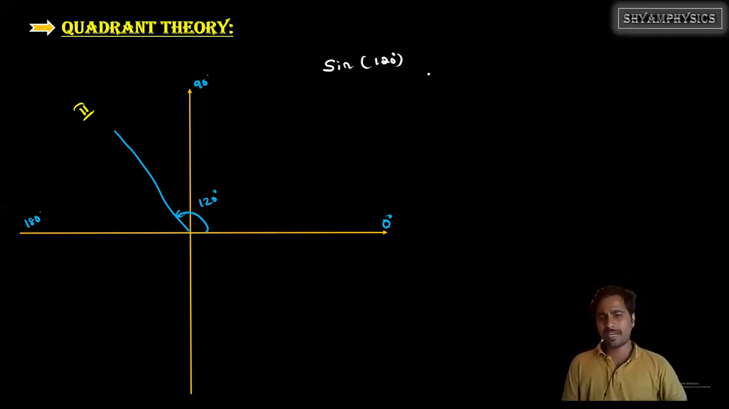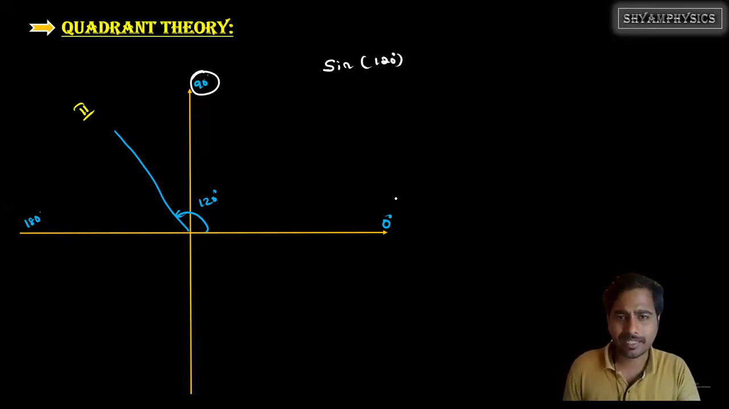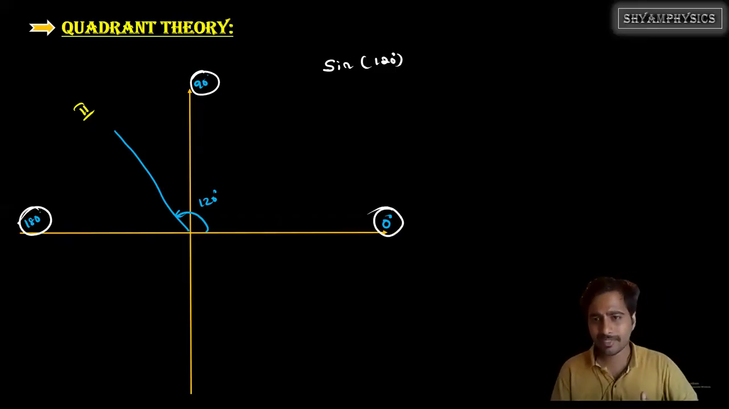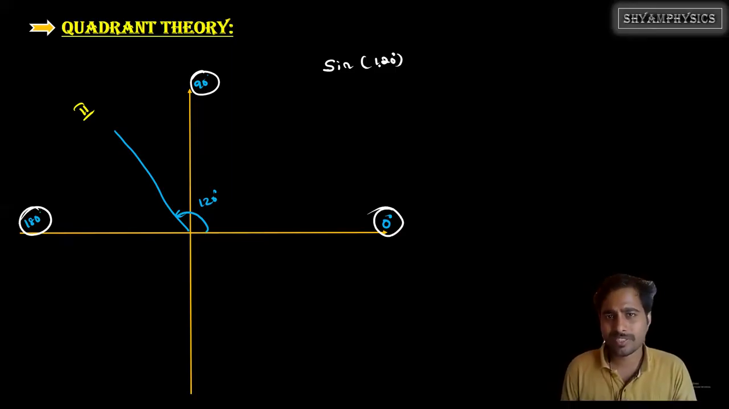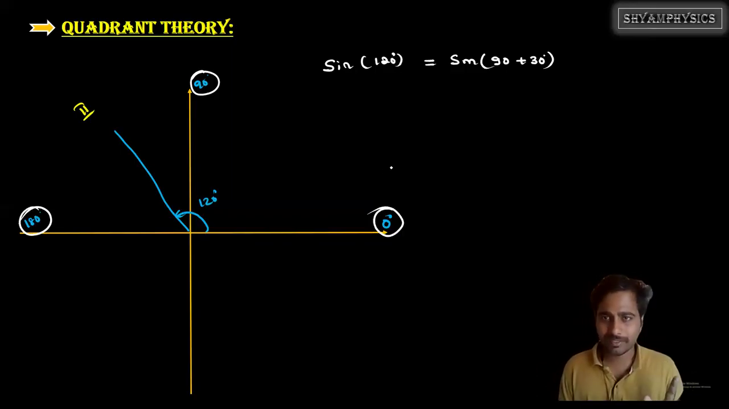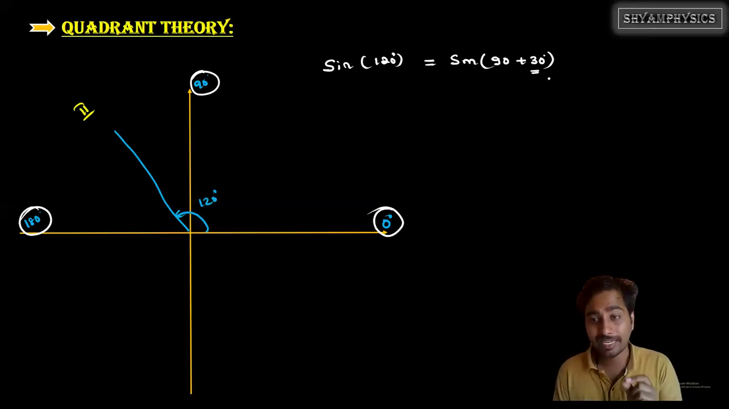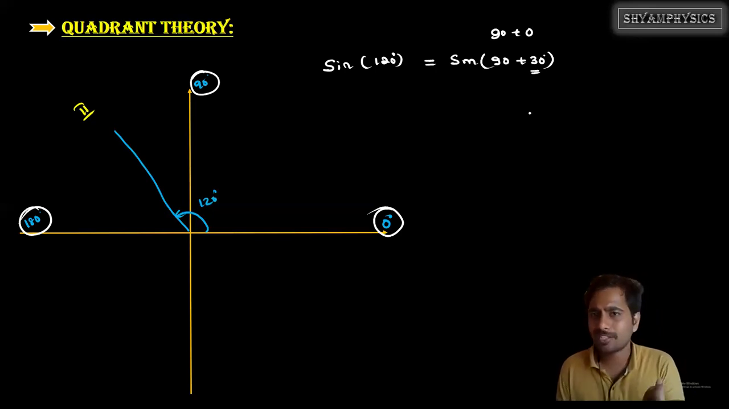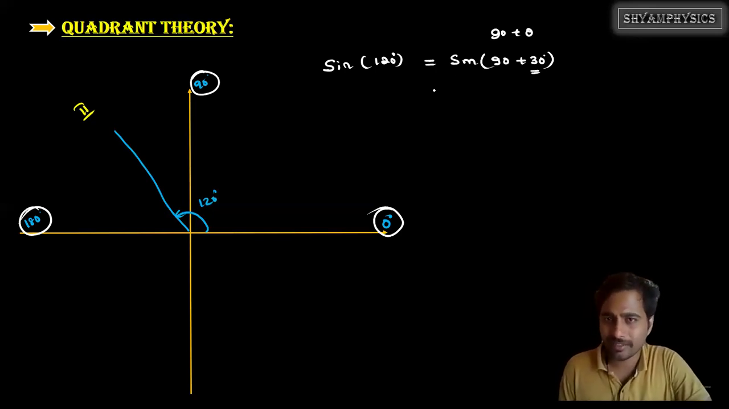Simple. Whenever this comes, try to resolve it by taking standard angles from the quadrant, like 180 plus theta, 180 minus theta, 90 plus theta, or 90 minus theta. Now sine 120, I will write as sine of 90 plus theta, where theta is 30. 90 degrees plus 30 degrees will be 120. The extra angle comes from here, sine 90 plus theta. This is how we write 120.